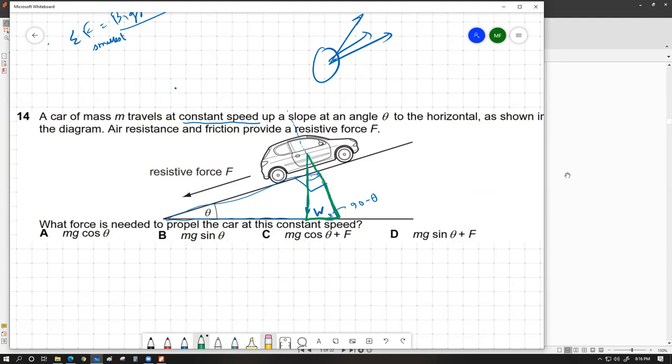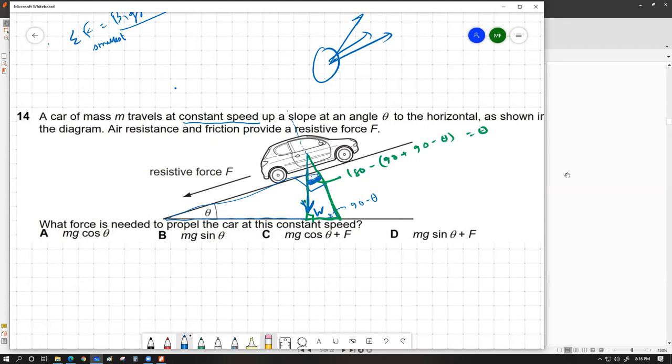within this triangle, this angle is 90 minus theta. This angle is exactly 90. So obviously this is supposed to be 180 minus 90 plus 90 minus theta. You ultimately get theta. So this angle that the weight makes with the normal on the road is still theta.